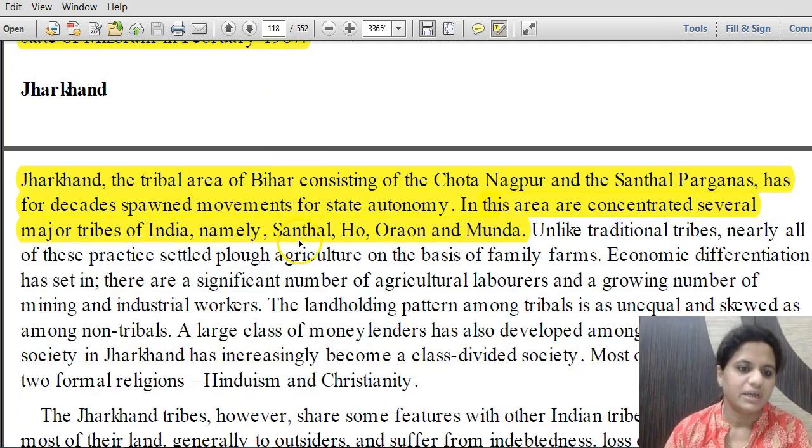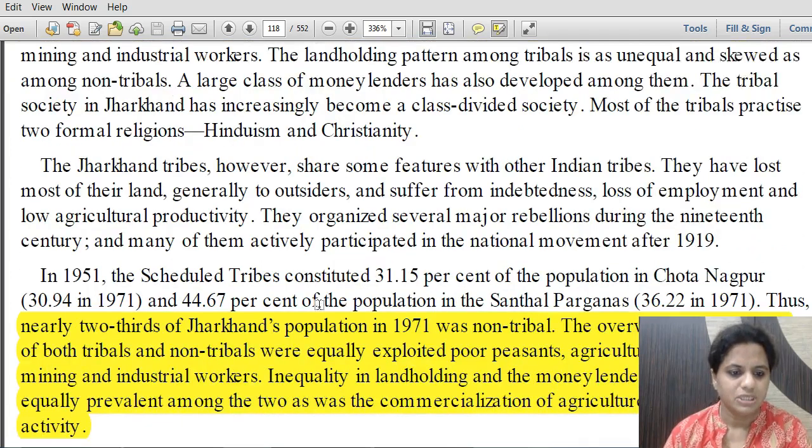And this is regarding Jharkhand. So Jharkhand is the tribal area of Bihar. So it consists of Chota Nagpur. Now presently it is a separate state, but it was actually the tribal areas of Bihar. It has been carved out of Bihar. So it consists of Chota Nagpur and Santhal Parganas, which have for decades spawned movements for state autonomy. And in this area are concentrated several major tribes of India, namely Santhal, Ho, Oraon and Munda. So these are the tribes from Jharkhand.